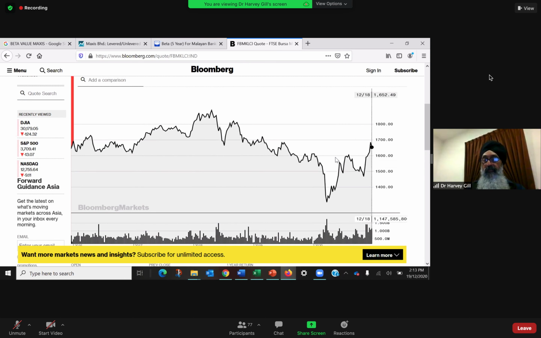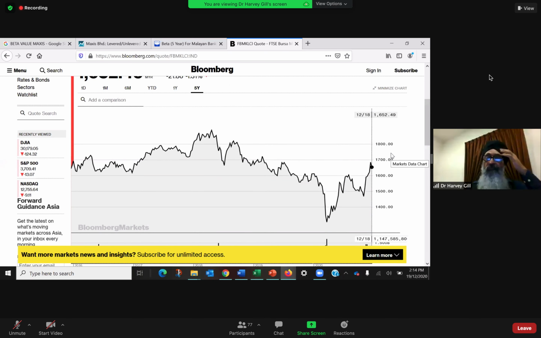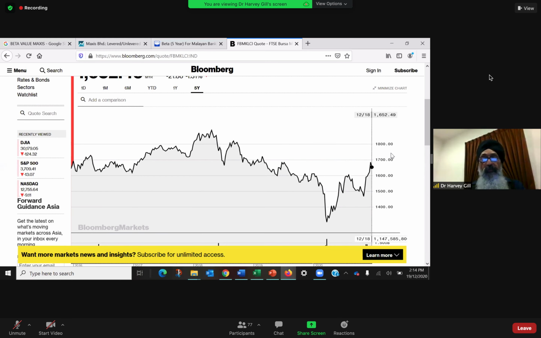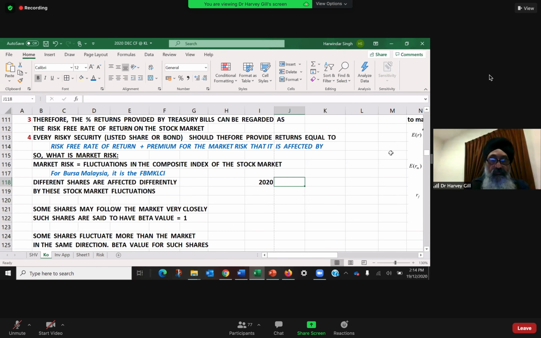As said, close 1652.49. Now, if I was to just log this in, let's see if I could do that. So maybe I call this 2020. The index at end 2020 is 1629, isn't it? Yeah. So I will take it as 1629. Okay, index.